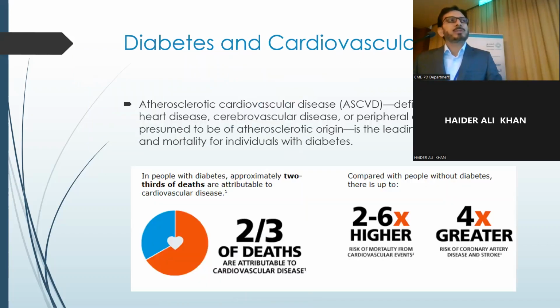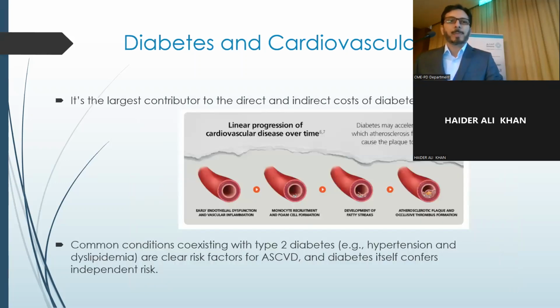Now, atherosclerotic cardiovascular disease is defined as coronary artery disease, cerebrovascular disease, or peripheral artery disease, which is presumed to be atherosclerotic in origin. And this is the leading cause of morbidity and mortality in diabetic patients. Two-thirds of deaths are attributable to cardiovascular disease in diabetic patients. These patients, when compared with the general population, have a 2 to 6 times higher risk of mortality from cardiovascular events and 4 times greater risk of coronary artery disease and stroke.